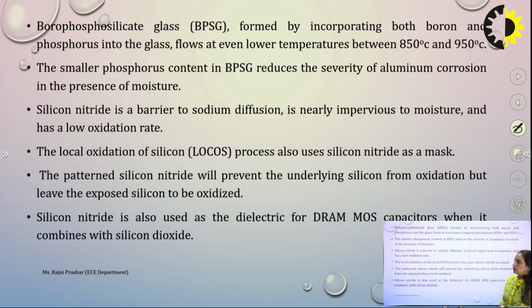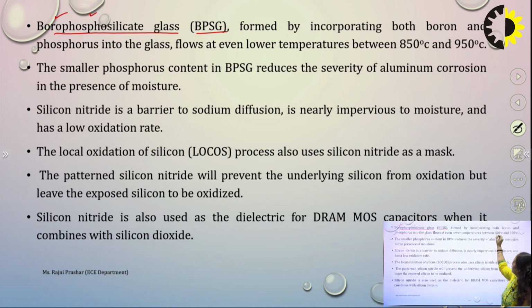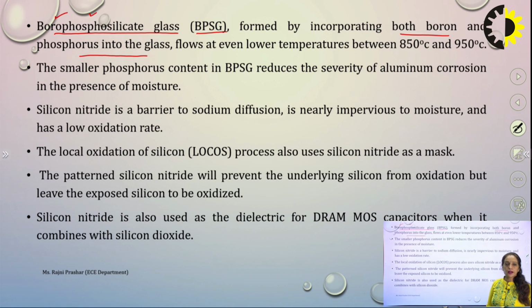The next material used in this category is BPSG. BPSG is boron phosphosilicate glass. It is formed by incorporating both boron and phosphorus. The name indicates boron and phosphorus. So it is formed by incorporating both impurities, boron and phosphorus, into the glass, which flows even at a lower temperature.